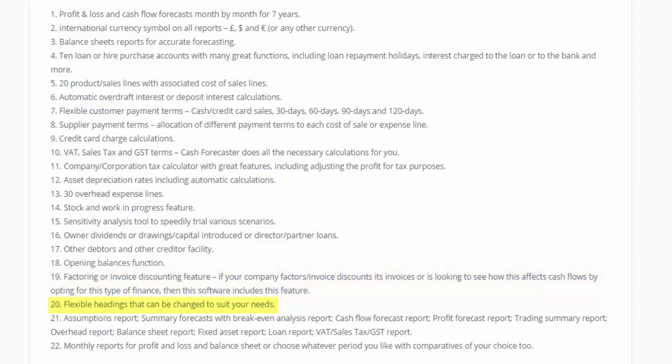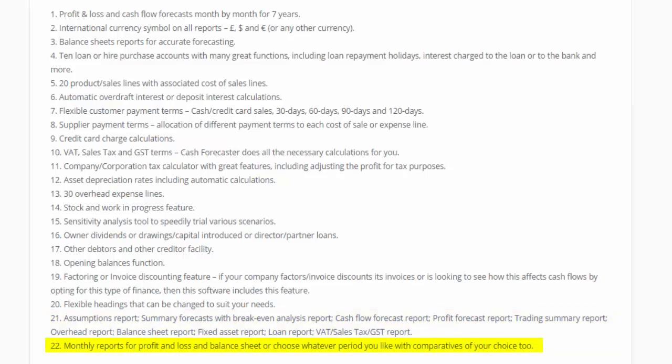There are very flexible headings, so you can change all the headings very quickly and easily to suit your particular business. And there are a number of reports, including an assumptions report, the assumptions behind your cash and profit forecast. There's a summary forecast, which also includes a break-even analysis. Obviously, cash flow forecast, profit forecast. There's a trading summary which breaks down your sales and cost of sales, and various other reports backing up, say, the loans of VAT or GST or sales tax and so on.